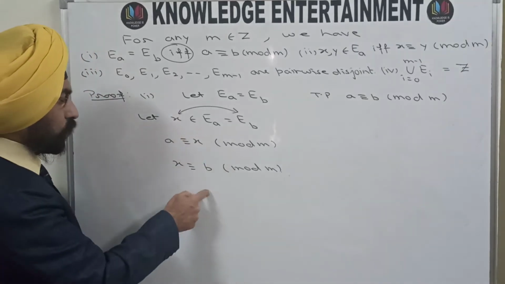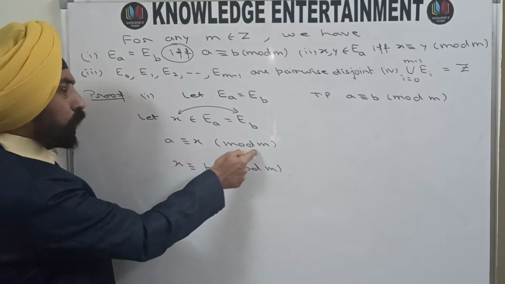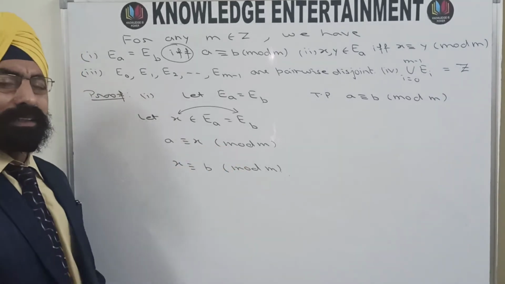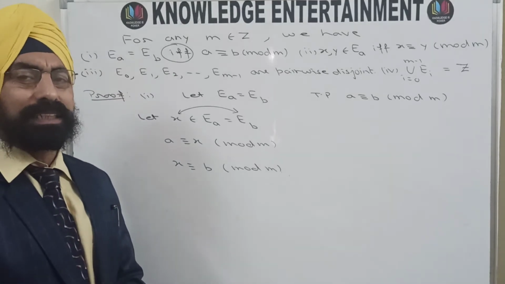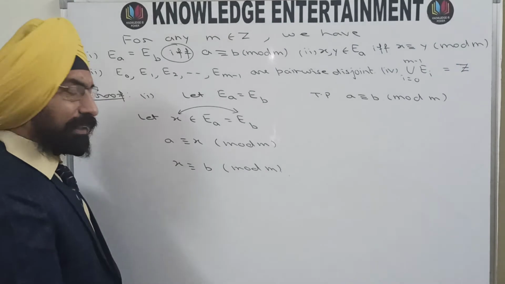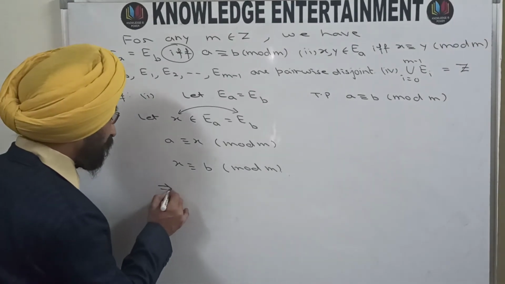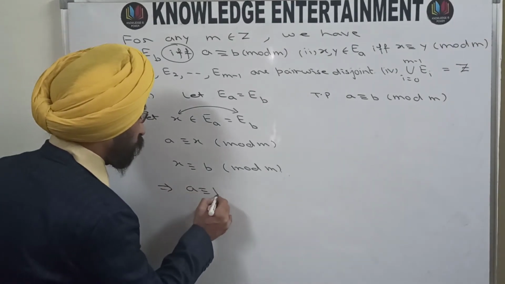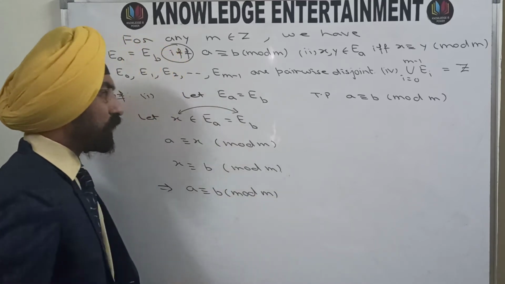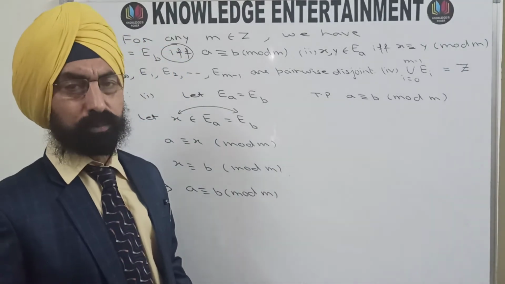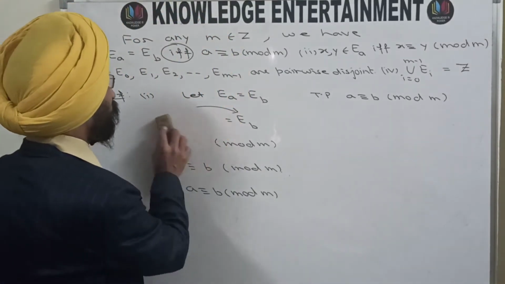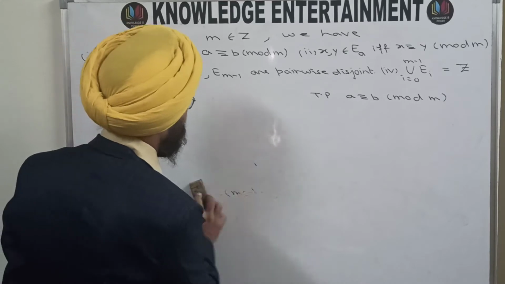Now look at these two. A is congruent to X modulo M and X is congruent to B modulo M. And we know that the congruence relation is also transitive. So if A is congruent to X and X is congruent to B, then from transitivity we have A is congruent to B modulo M, which was required to be proved in the direct part. And now we'll move on to the converse.